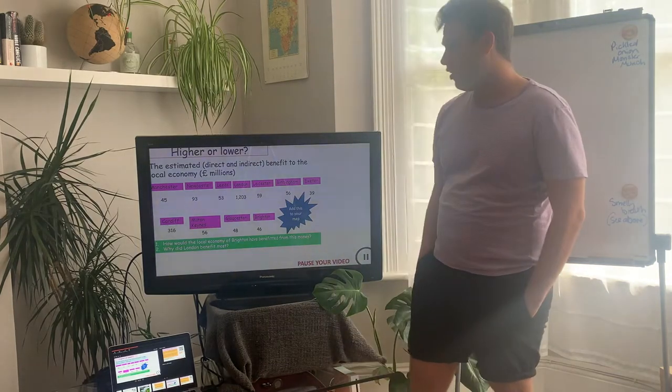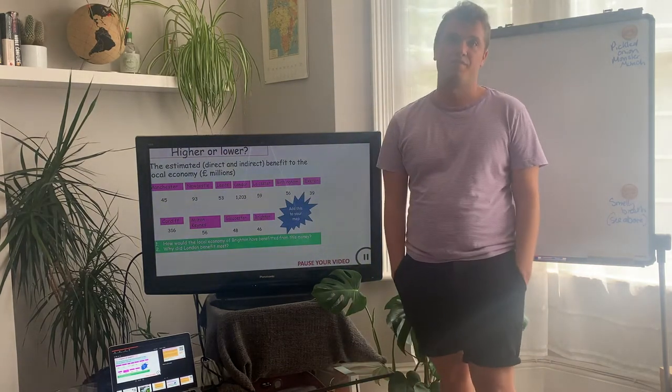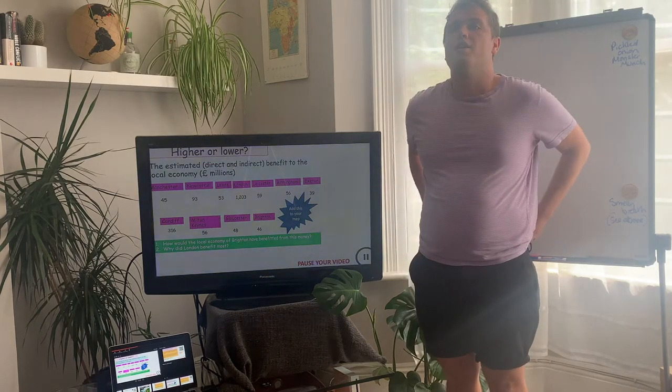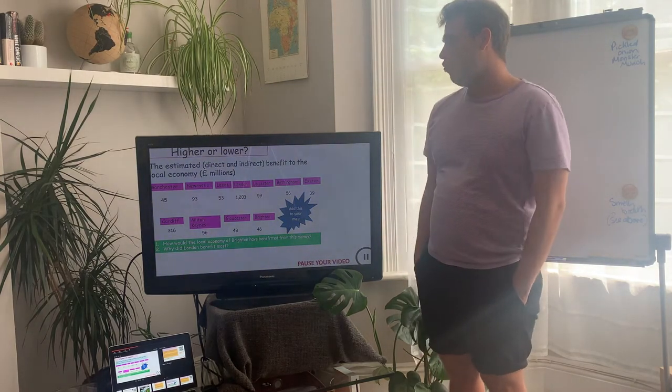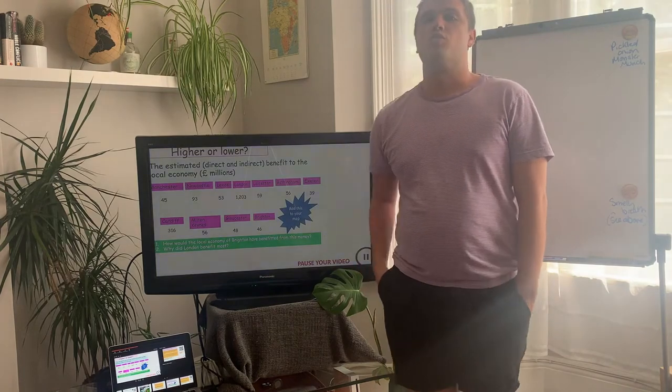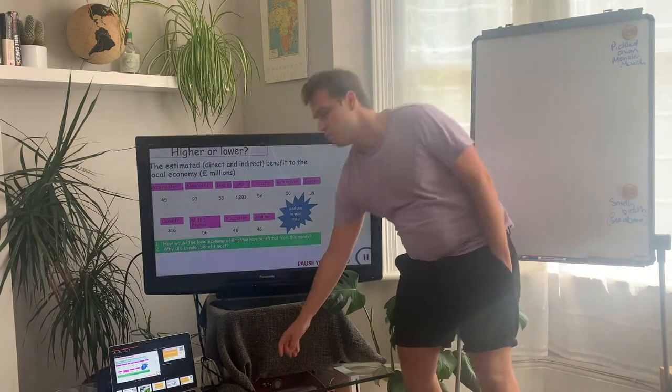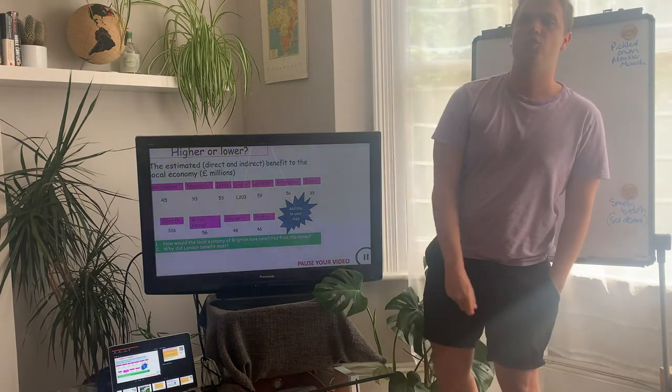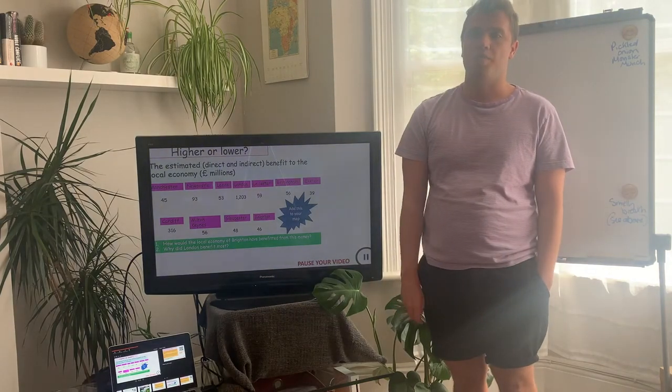How would the local economy of Brighton have benefited from this money? So how might the local economy have benefited? And why did London benefit the most? Why do you think London had considerably more money than the rest? So answer these two questions in full sentences and I'll be back in a moment.